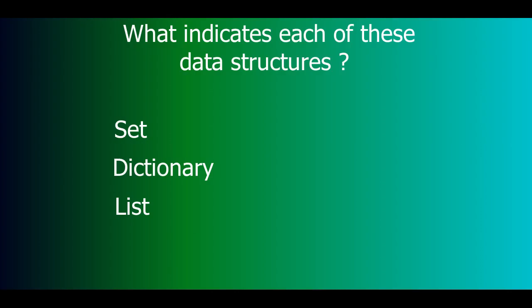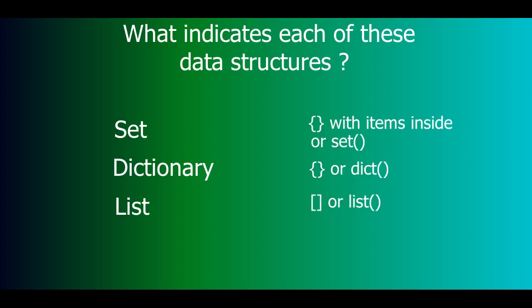And now let's do a little recap. What indicates each of these data structures? So how do you tell Python that you want to create a set? How do you tell Python that you want to create a dictionary? And what about lists? Take a moment to think about your answer. And now, did you get it right?